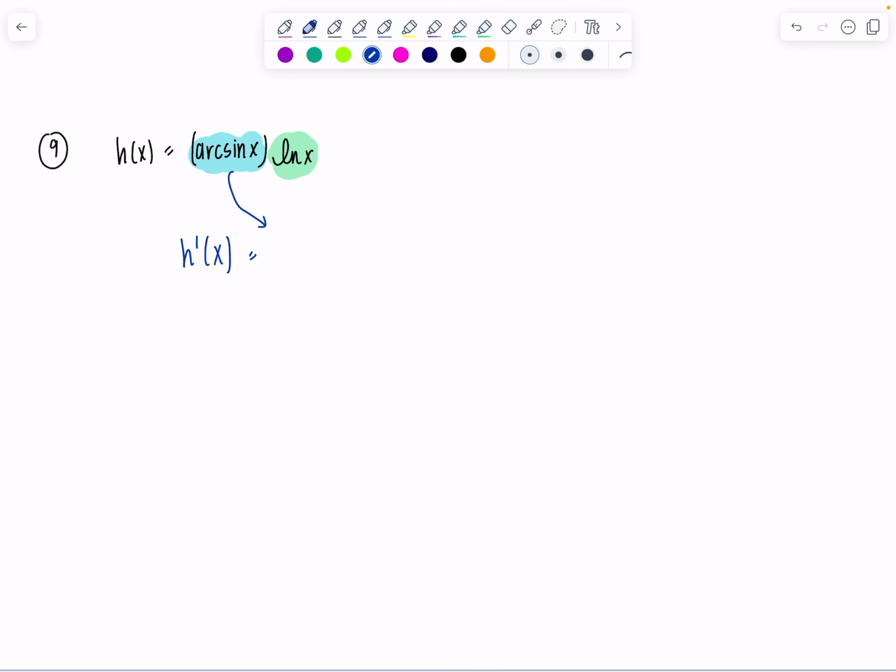Derivative of arcsin. Arcsin is the same thing as sine inverse, just another way of writing it. 1 over rad 1 minus x squared times, leave ln of x alone, plus arcsin of x times, now we're going to do the derivative of ln of x, which is 1 over x.